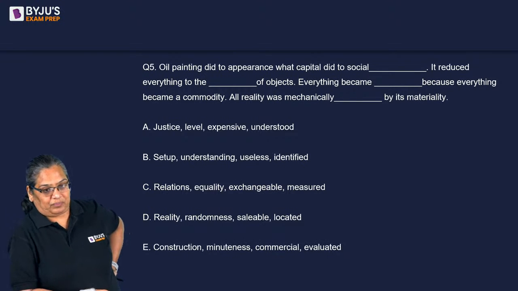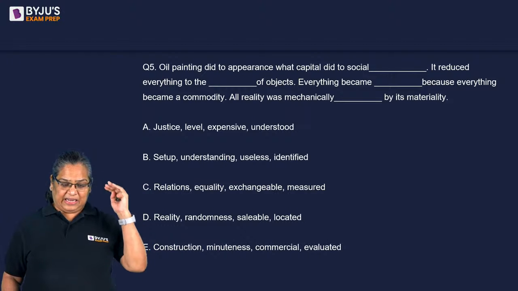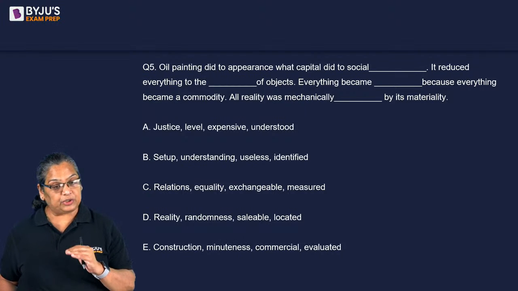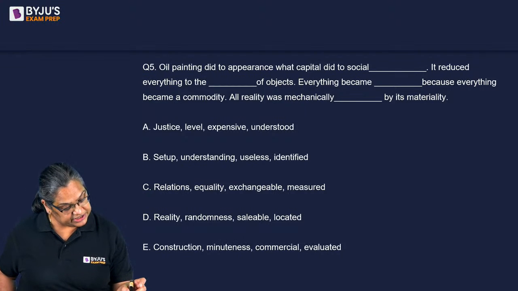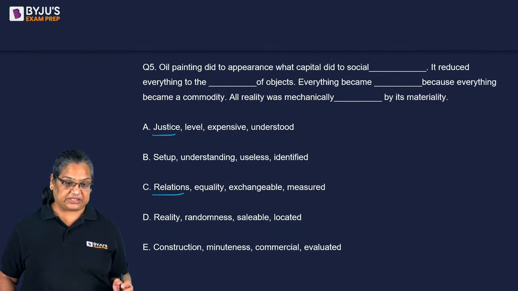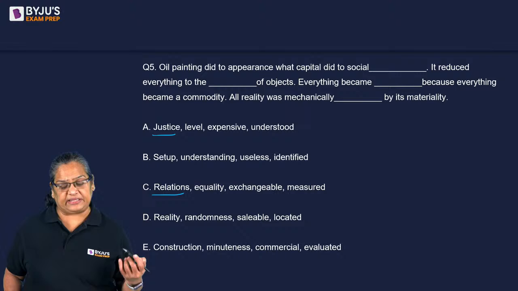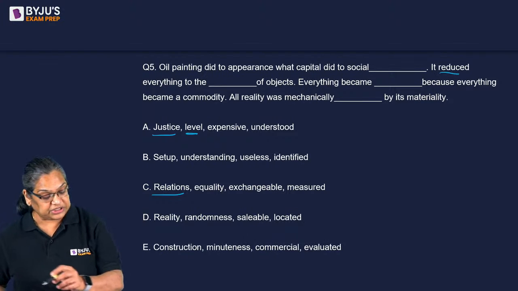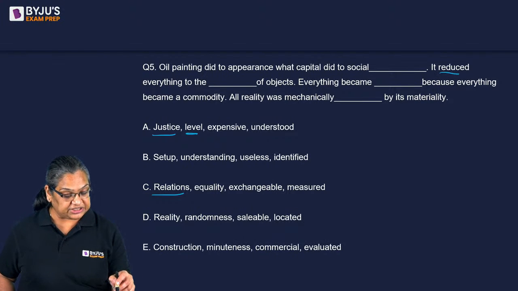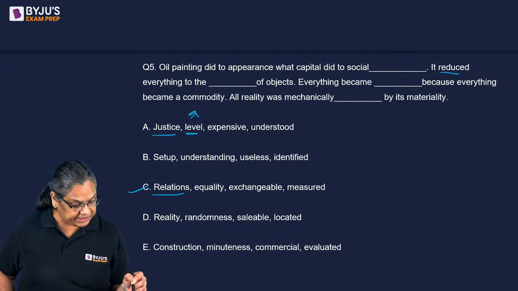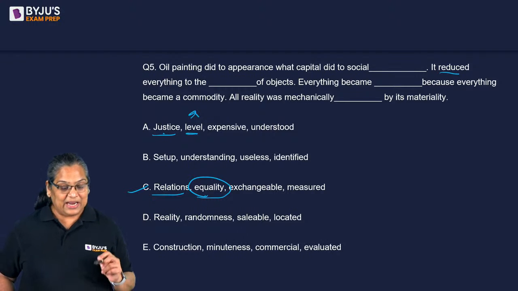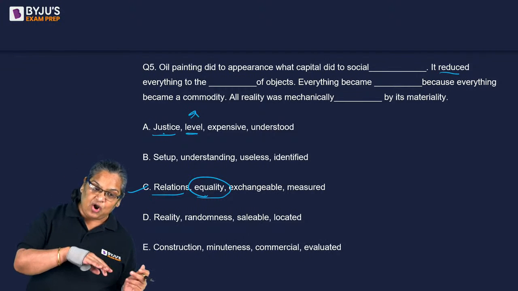All right. Now, when you read it, oil painting did to appearance what capital did to social dash. Social justice could be, social relations could be, social construction not that much. It reduced everything to the level of objects. This was the most tempting word in option A. Relations works better than justice, but level works better than equality. But it reduced everything to the level of objects.